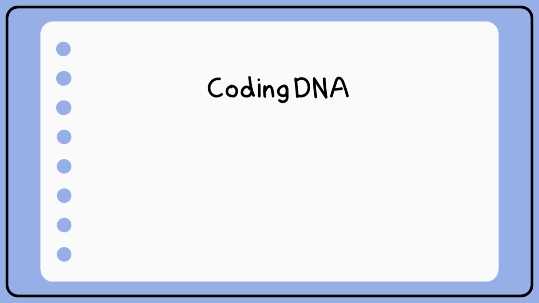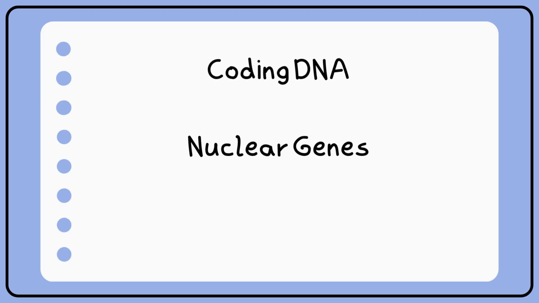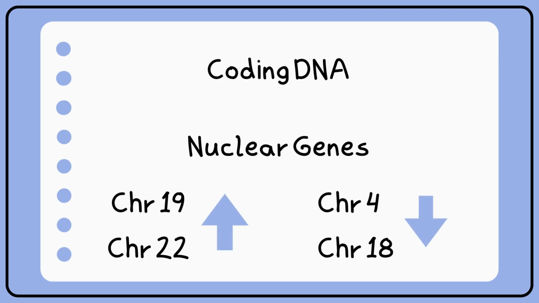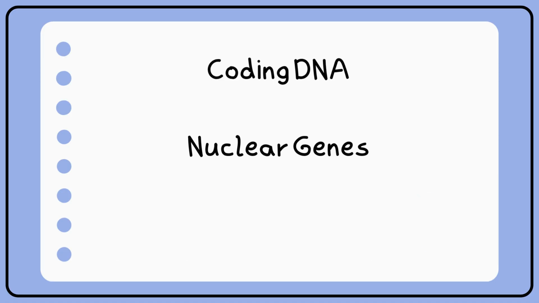So we can take a closer look at nuclear genes. There are about 21,000 protein-coding genes in the human nuclear genome. These genes have some characteristics. For example, they are not evenly distributed across the chromosomes. For example, chromosomes 19 and 22 are very gene-rich, whereas chromosomes 4 and 18 have fewer genes and are considered relatively gene-poor. On the other hand, chromosomal regions also vary in gene density.